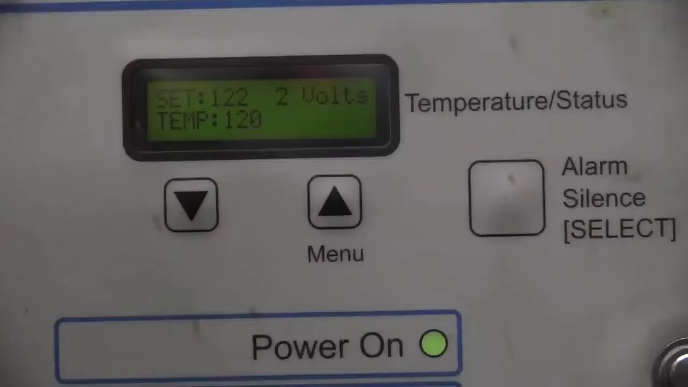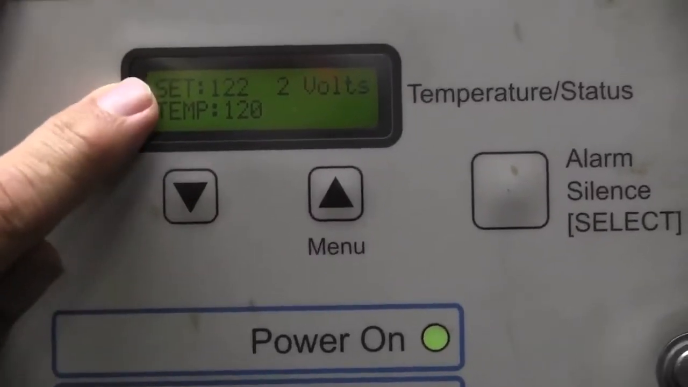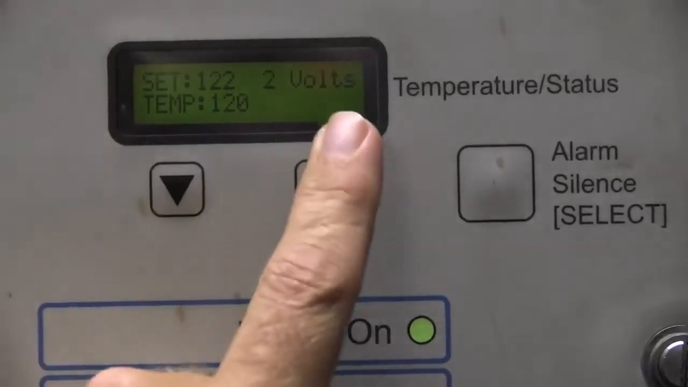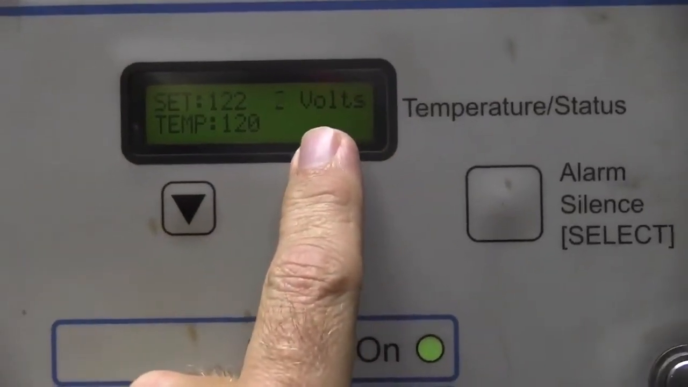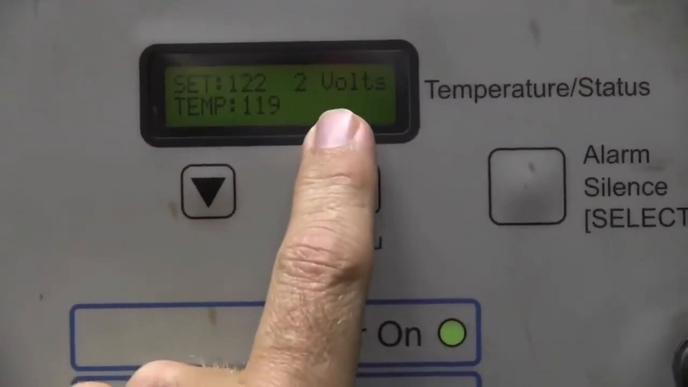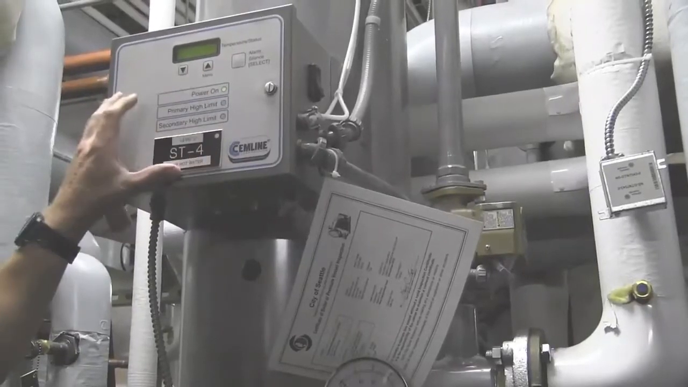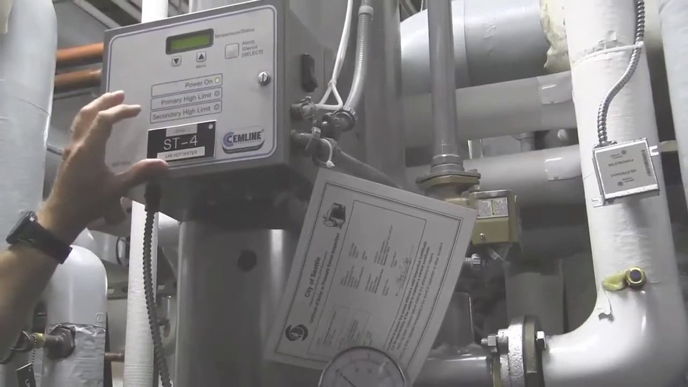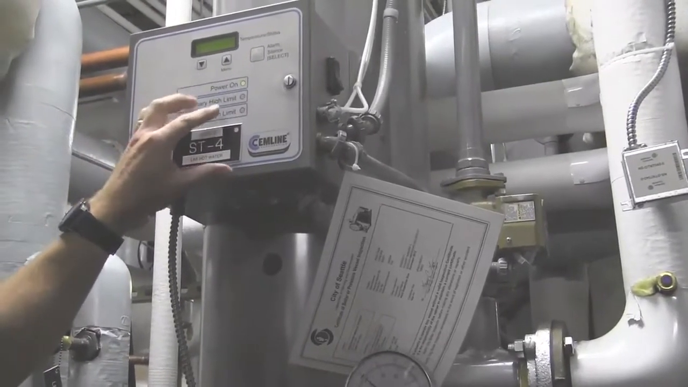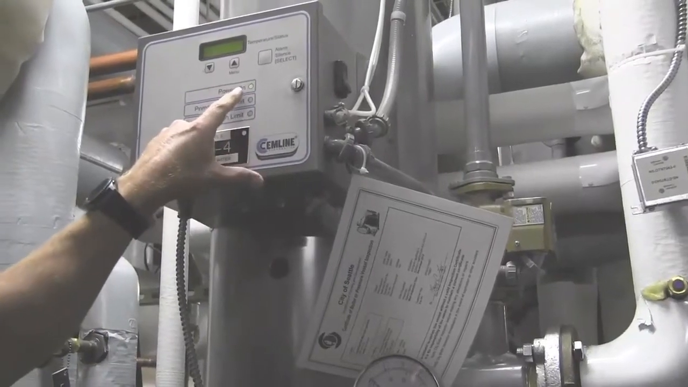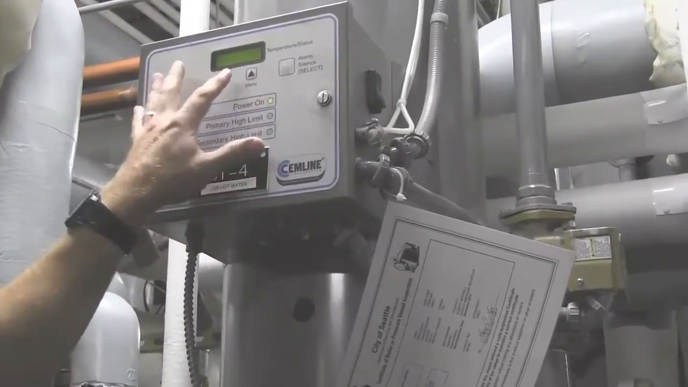I'm going to start off by telling you what the startup screen is. You have your set points, and you have your system temperature, and then you have what your valve is operating at. Currently, it's giving it a call for 2 volts. You obviously have a power on, your primary high limit, and your secondary high limit. So if these are not lit up, you're not in alarm status. It's showing that you're in power, you have power on it.